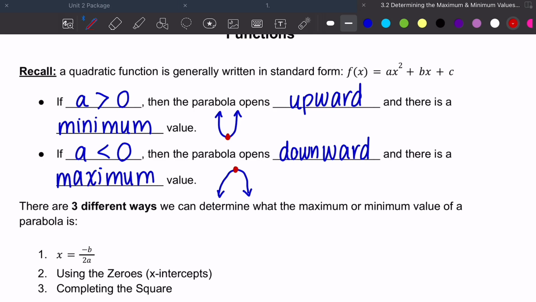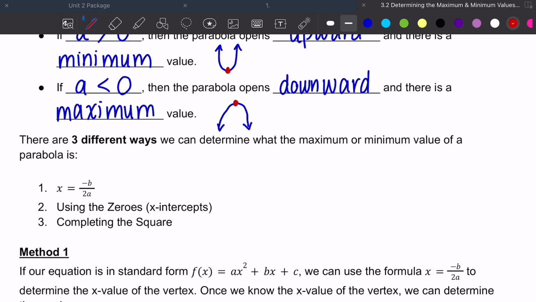Fair? And then there's 3 different ways. So we're going to practice all 3 different ways today. One is like a cheat code. It's a quick little formula that can tell you the x value of the vertex just from standard form. And then you could plug that into your equation to find a y value. Second is using the zeros, so going into factored form and then using those to find your axis of symmetry and then finding your vertex there. Or, not really a fan favorite, completing the square. Not a lot of people like completing the square, but we're going to practice it because it is fast.